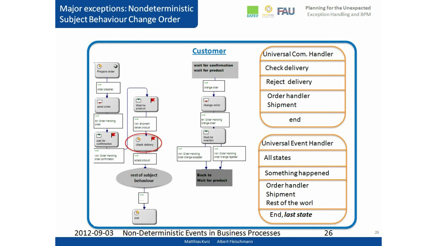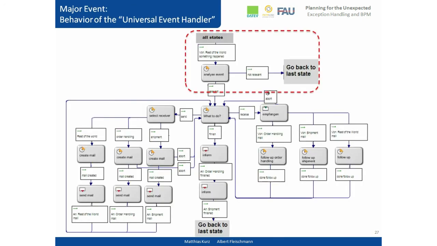We expand our model. Now we have the standard handler, we have a universal communication handler, and now we have the something happened handler. And that's easy now, because this universal event handler is very simple. It's very close to our universal communication handler, which is active in all states. Then we receive anything happened from our rest of the world. We check whether this is important for us or not. This can be done automatically or by a human. And if it's not important for us, we go back to the last state. We just jump back. If it is important for us, we have just the same behavior as we have discussed before.